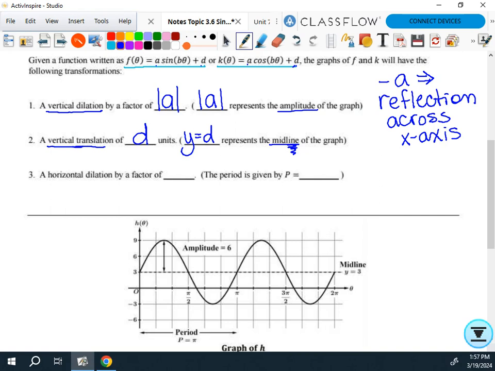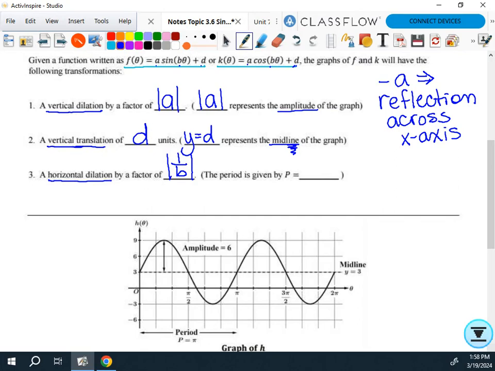Then a horizontal dilation, right? That's where B comes in, just like it has before. And just like we've known forever, what do we know about X? What is he? A liar. In this case, we have theta. It's just the independent variable. So in this case, theta is a liar, which again could be X or whatever your independent variable is, still a liar. So it's not by a factor of B, it's by a factor of the absolute value of 1 over B, just like it always has been. Again, the way these things work, none of it changes.